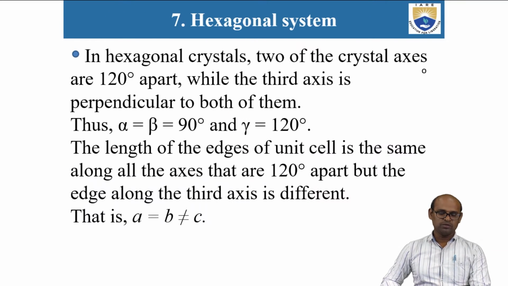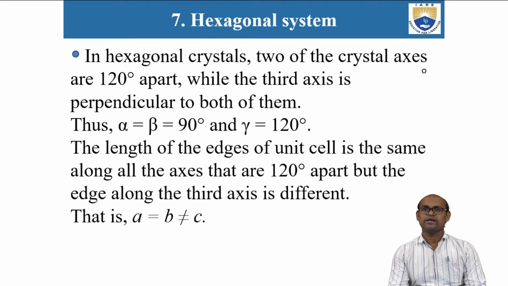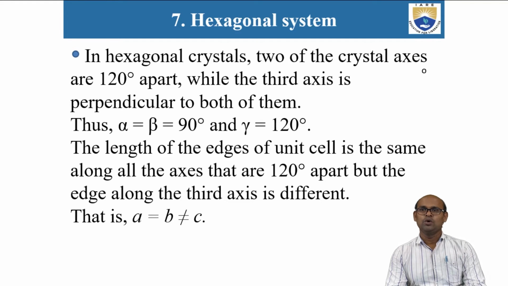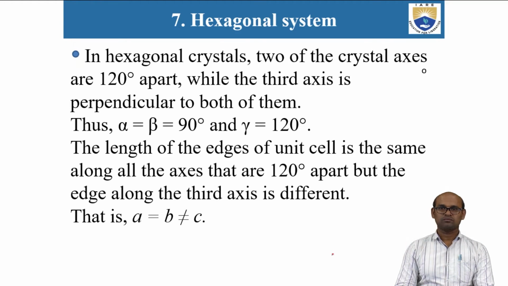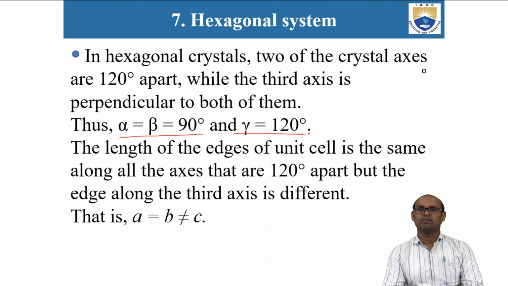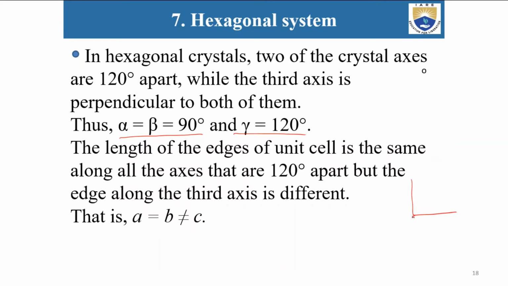Coming to the last crystal system, which is the hexagonal crystal system. In hexagonal crystals, 2 of the crystal axes are 120 degrees apart, while the third axis is perpendicular to both of them. Thus alpha equal to beta is equal to 90 degrees, but gamma is 120 degrees. So 2 of them are 90 degrees.